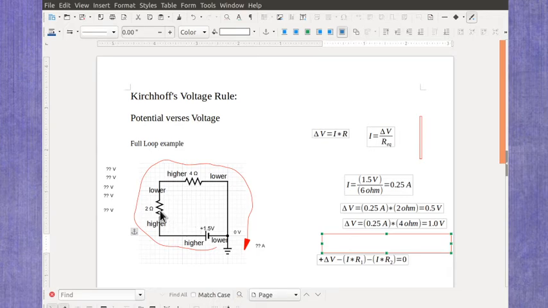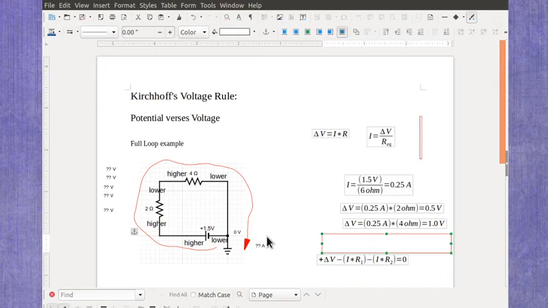Once I've got that, I can start to figure out the voltage drop over each resistor. For my very first one, it's 0.25 amps times 2 ohms. And then 0.25 amps times 4 ohms. So that lets me know that here I'm going to have a drop of 0.5 volts, and here I'm going to have a drop of 1.0 volts.